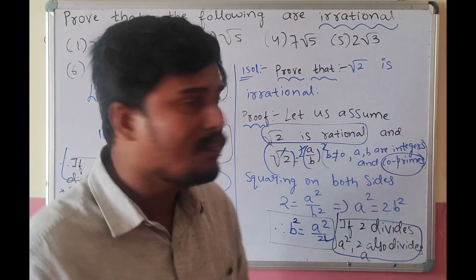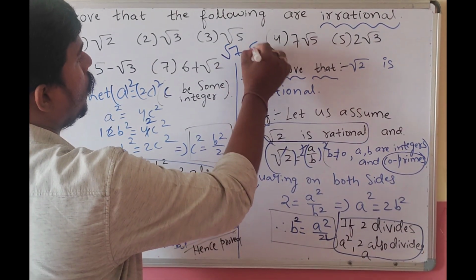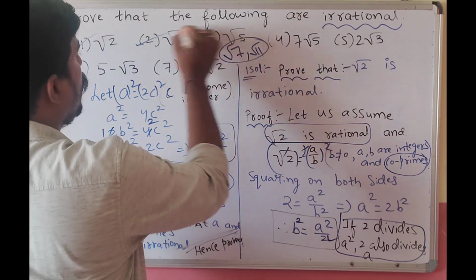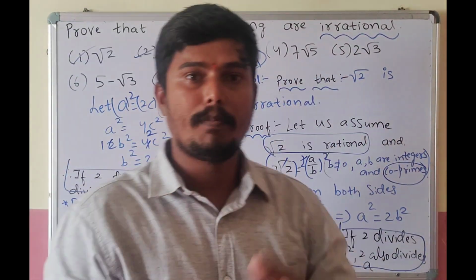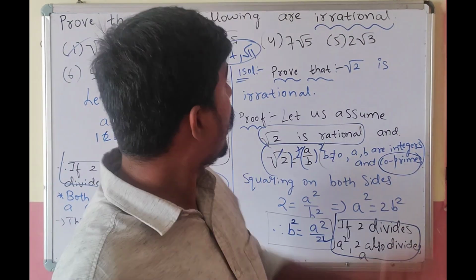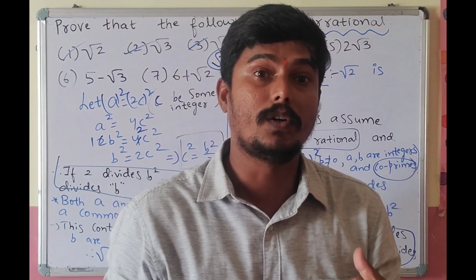And the same pattern is applicable for root 3, root 5, root 7, root 11 and all. So root 3, root 5 are all going to work in the same pattern. It may be root 7 and it may be root 11. Now, what about this question, or this and this? They are going to be worked out in a different pattern.